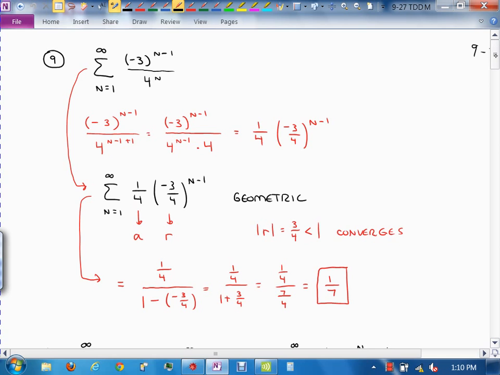Now, I used n's instead of k's because that's what the book uses. I want to make sure you understand that the book loves to use n, but I like to use k. And I told you last class why I use k and not n. Do you remember why? Well, the book uses this, sum n equals 1 to infinity, right? And I use sum k equals 1 to infinity.